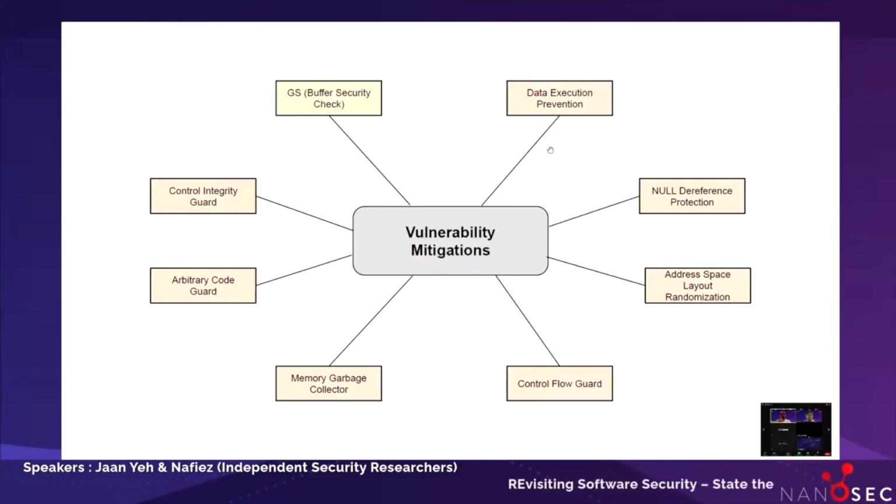Memory garbage collector has been there since four or five years ago, and it mainly focuses on the browser itself. In the past, we did find vulnerabilities in browsers like Internet Explorer, and we see a lot of memory garbage collector, which is used in the JIT for protecting the browser itself. And we see new ones like Arbitrary Code Guard and Control Integrity Guard.